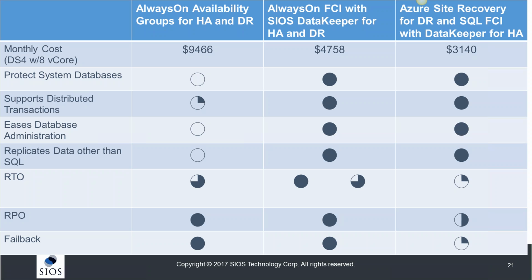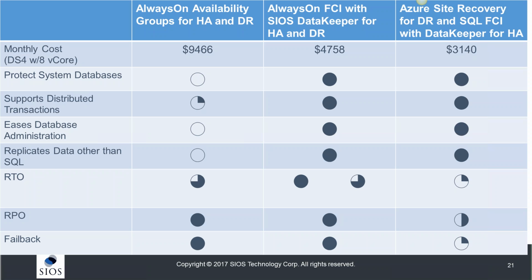Ease of database administration: with a failover cluster instance, once you set it up, you pretty much set it and forget it. Any new database you add is automatically part of the protection scheme, so you don't have to manage that on an ongoing basis. If you have other data that sits outside of SQL Server, like a file share or some application data that needs to be replicated as well, you can do that with Datakeeper. Datakeeper is a block-level replication solution, so you can have an HA file server cluster or whatever you might want locally. And Azure Site Recovery, same idea. It's going to replicate the entire virtual machine, so all that data will fail over to the DR site as well.